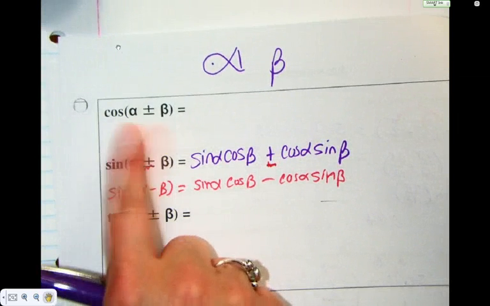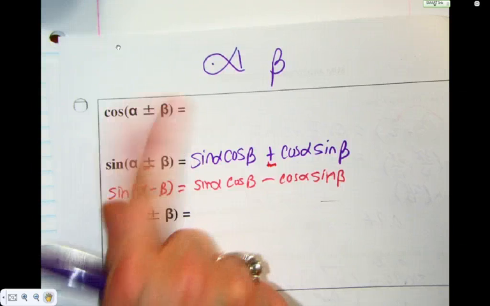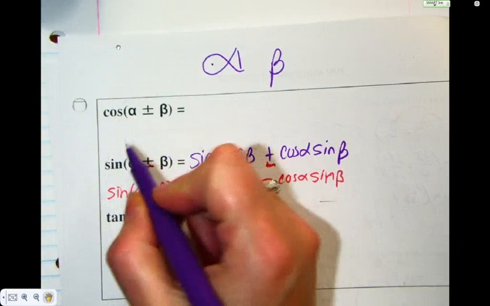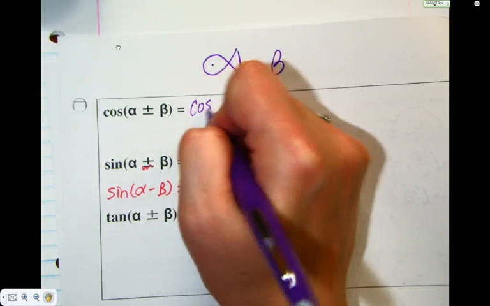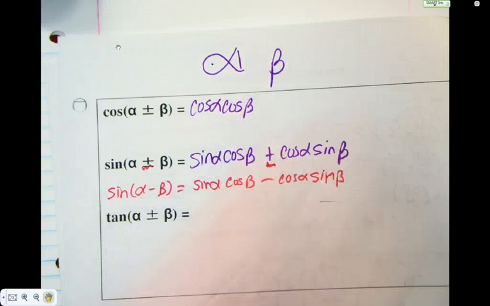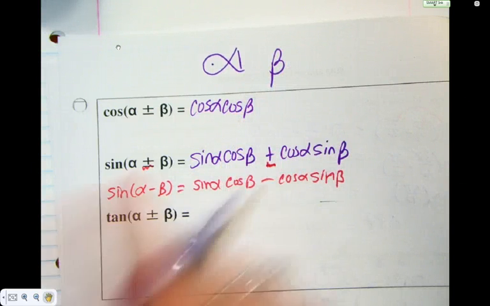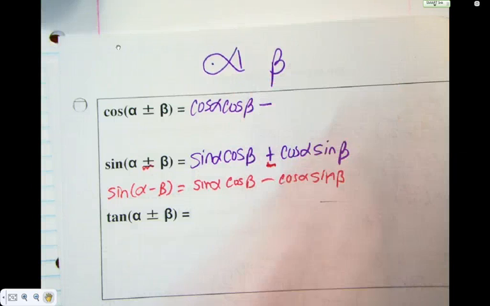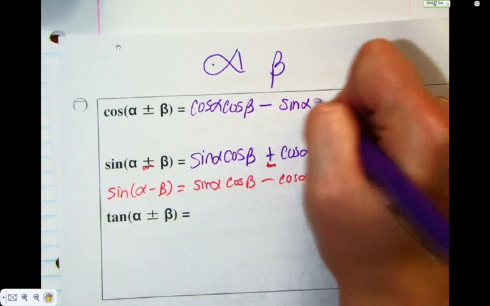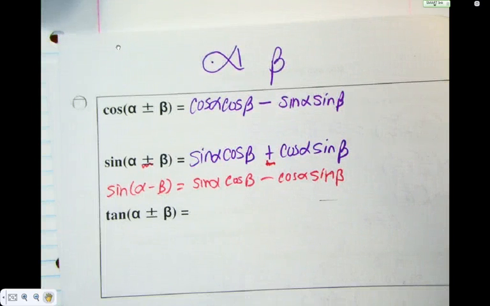Cos alpha plus beta, again, we can't just distribute this cos and say it's cos of alpha plus cos of beta. It doesn't work that way. The formula for alpha plus beta is cos of alpha times cos of beta. And then when you're adding on the left, you're subtracting on the right. And you're subtracting sine of alpha times sine of beta. So it's cos alpha, cos beta, minus sine alpha, sine beta.